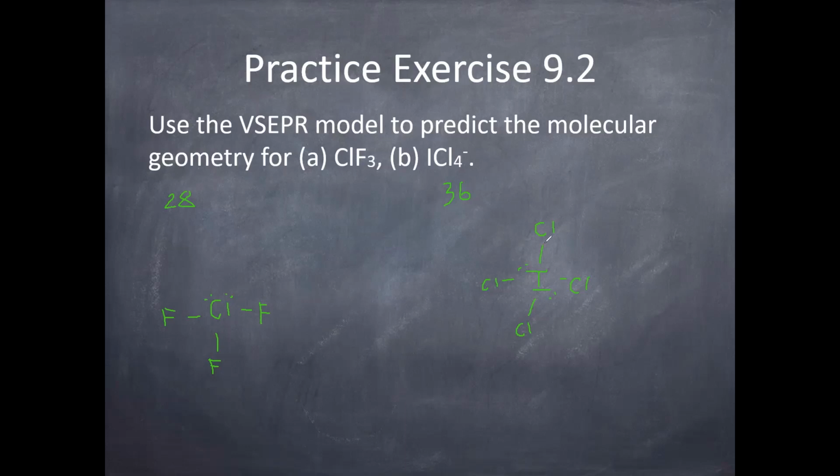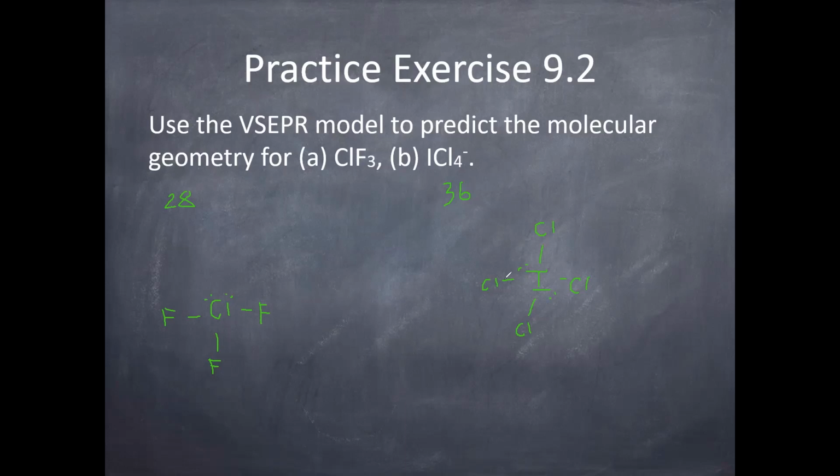And then with it, I'll also show in class, it's just going to be a little harder to do with the mouse here. But in class, what I'll show is how we can actually add bold wedges or dashed wedges to this to show the 3-dimensional shape a little bit better, show which of these chlorine bonds is coming out of the plane of the screen, which ones are going into the plane of the screen.